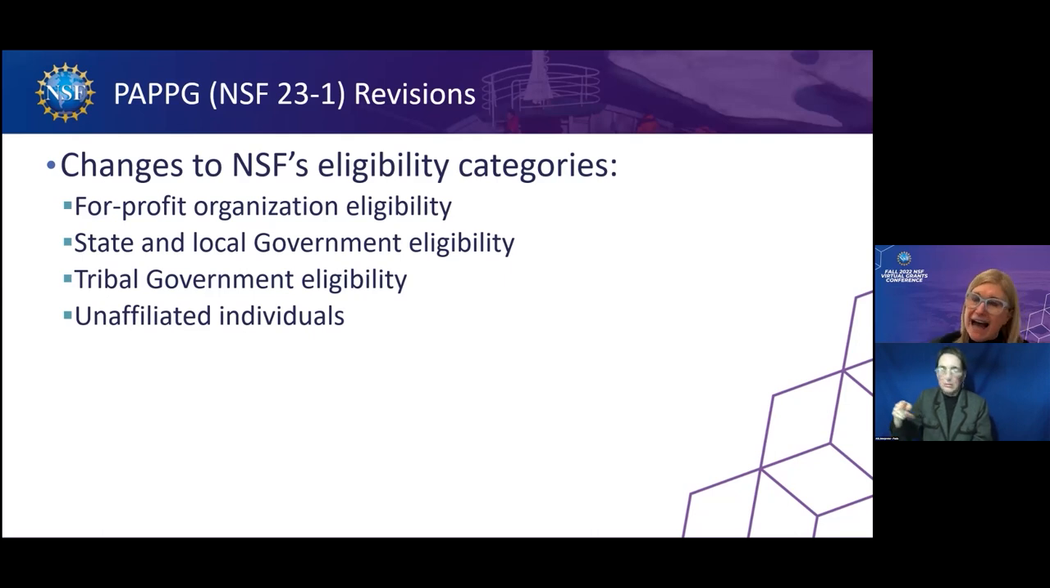And then finally, we have added clarification to eligibility for unaffiliated individuals. They were already ineligible to submit proposals to NSF because of their inability to comply with federal-wide compliance, such as 2 CFR 200. But what we wanted to make clear here is that we do have a category of proposers that may not be affiliated with a given institution, and those are our postdoctoral fellowship programs. And we wanted to specify that for these purposes, they are not considered unaffiliated. Next slide, please.